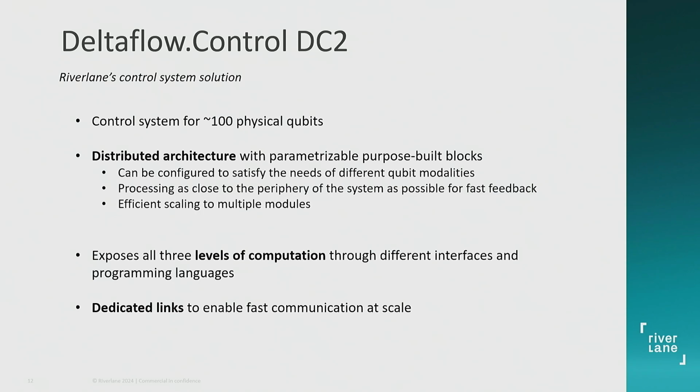What that means is that the computation is distributed along the entire system and pushed to the periphery of the system so that it's as close to the outputs as possible, so we can do this fast feedback. And these purpose-built blocks allow us to be very efficient with what we're doing and targeting different qubit technologies. Then we're also exposing different levels of computation to address the different latencies of different applications. So we have different interfaces and programming languages that are appropriate for such feedback levels.